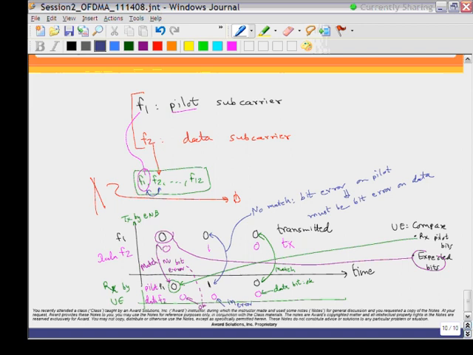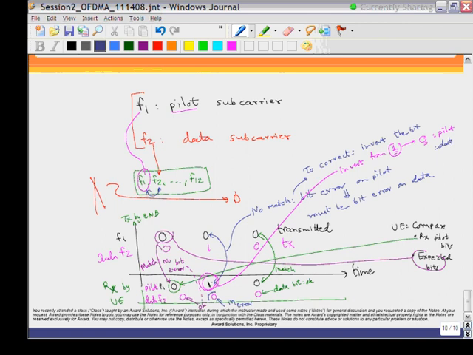So how do we correct the error? We see, okay, this 0 became 1. So if you want to correct, we have to invert the bit. Change the bit from 1 to 0, 0 to 1. So we invert the bit from 1, because this is what we received, to 0. That is for the pilot.